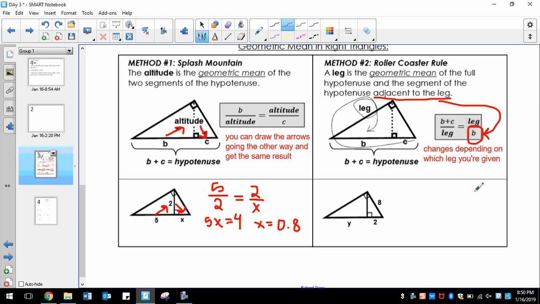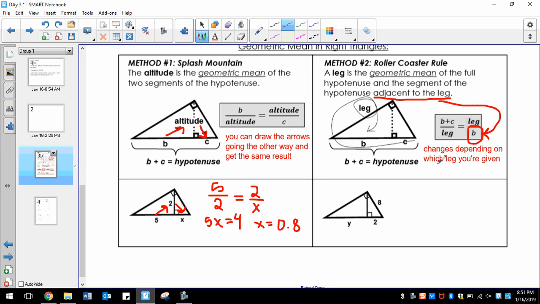You could also have method 2, which does, sorry, look more complicated. For this one, the leg is a geometric mean of the full hypotenuse and the segment of the hypotenuse that's adjacent to the leg. So this one's more words. It's a little bit more complicated to understand. This formula, I know in your notes this has a C. If you could switch it to a B just for this example here, it could technically be C, but the only reason why I want you to change it to a B is because of the leg that I'm using here.